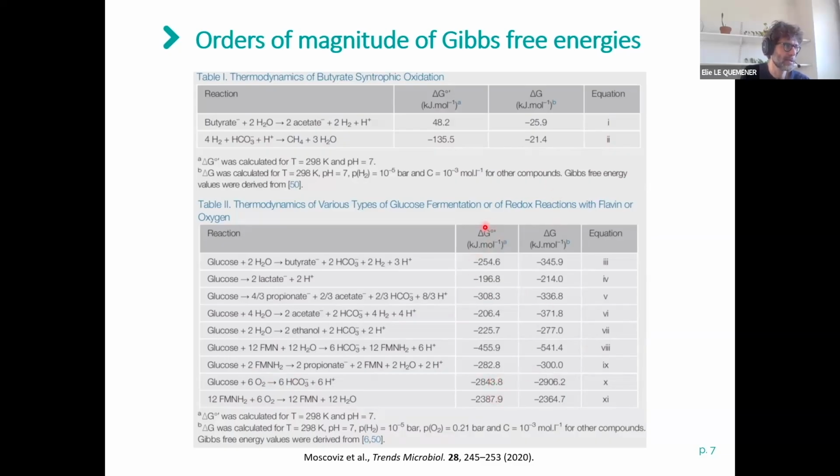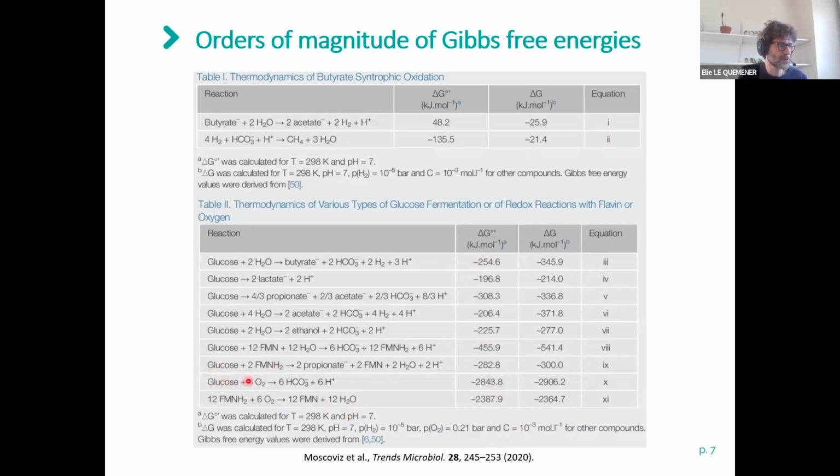Often in the literature, in bioprocesses at least, you will find this notation where you have delta G standard with a prime. The prime means pH 7, because often the delta G standard values computed are very different from the real delta G if there are some H plus in the reaction. So people often compute delta G standard with correction for pH 7. That's what the prime means. And here I also have the value of the true delta G, taking into account realistic concentrations for all the products and reactants.